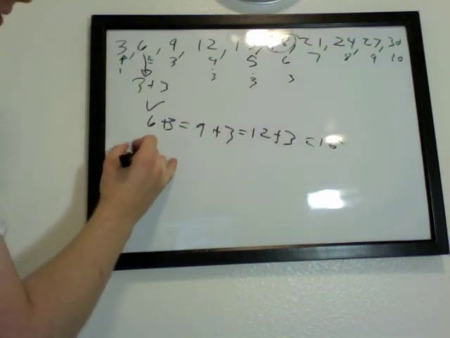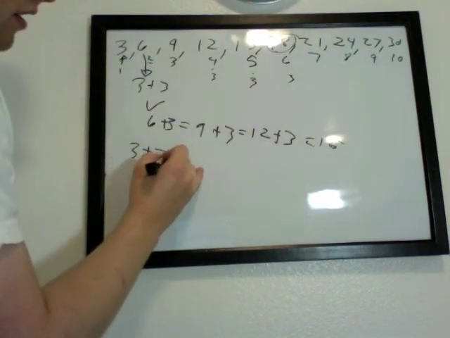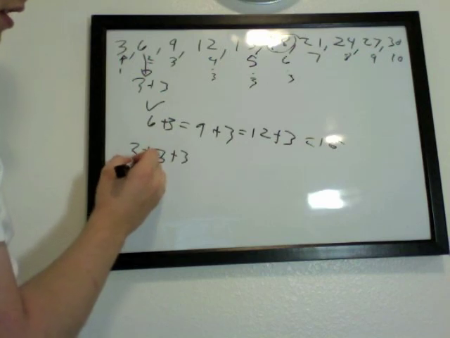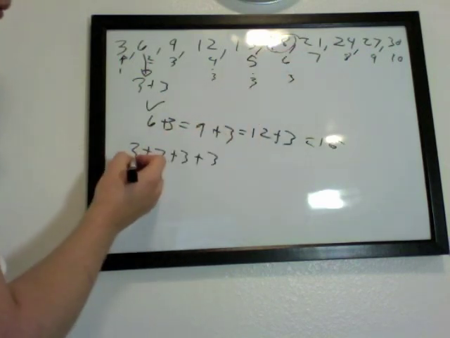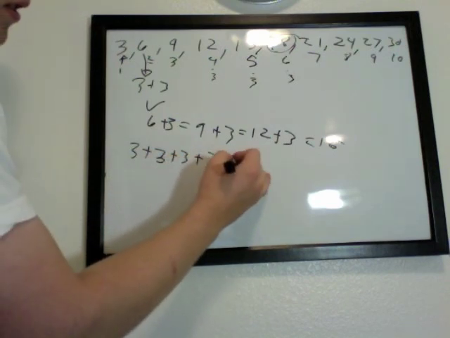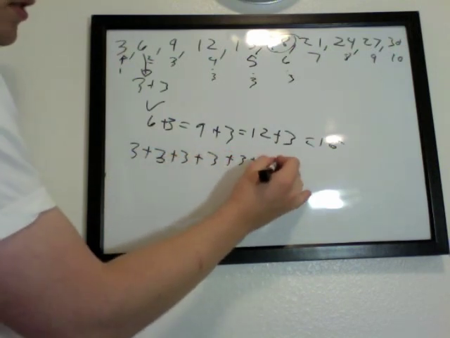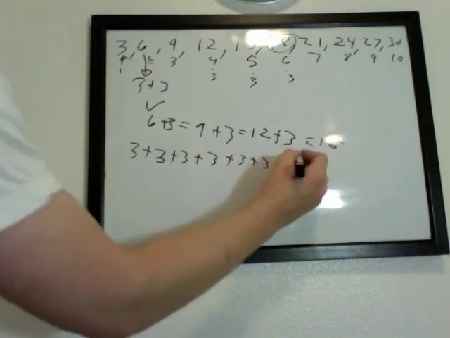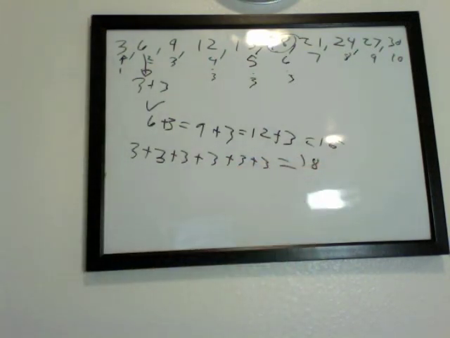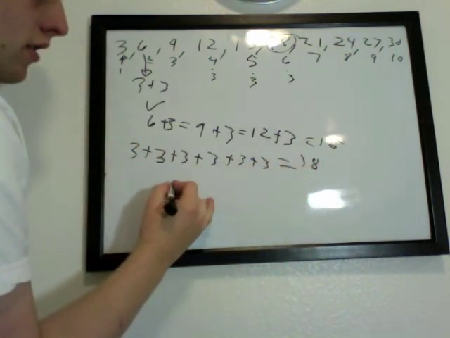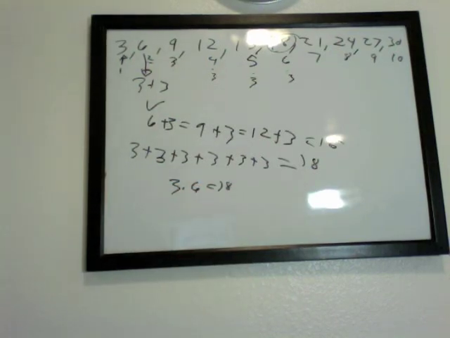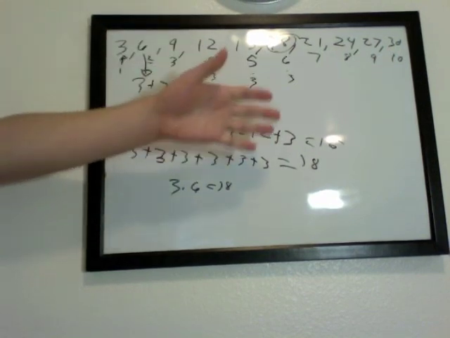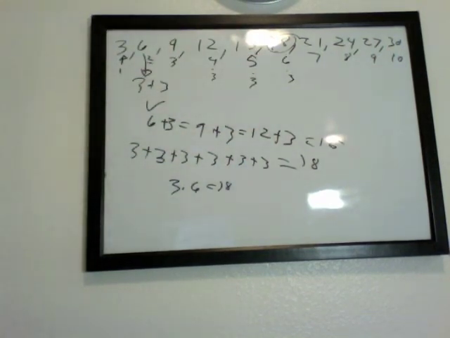How many 3's would we have to do? 3 plus 3, 3 plus 3. That's 3 3's plus 3. We need 6 of those. 1, 2, 3, 4, 5, 6. So if you added all those up, you can get 18. But the shortcut to this would be 3 times 6. And that'd be 18. You just have to memorize those, the multiplication chart. And you should have those memorized already.